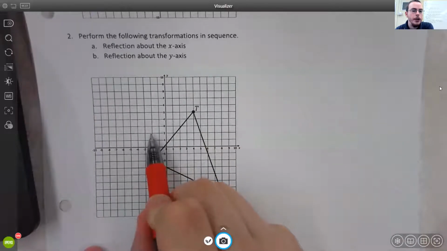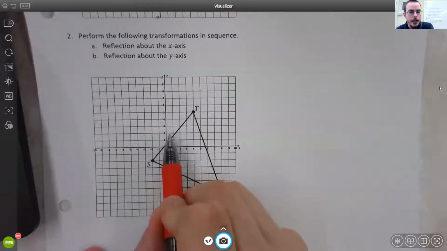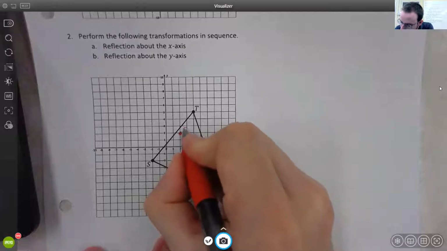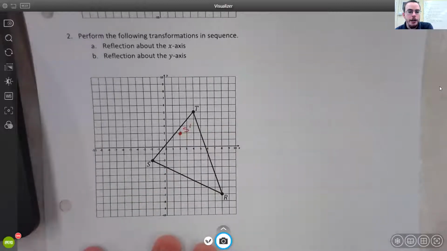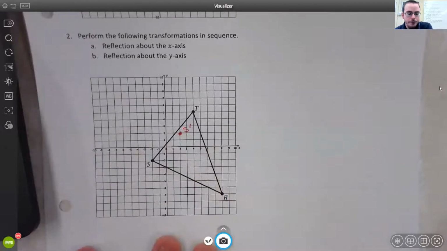Now you're going to do a reflection about the y-axis. So you're 2 spaces to the left of the y-axis, and when you do your reflection, you would be 2 spaces to the right. So that would be where S double prime would be after you do both of them.